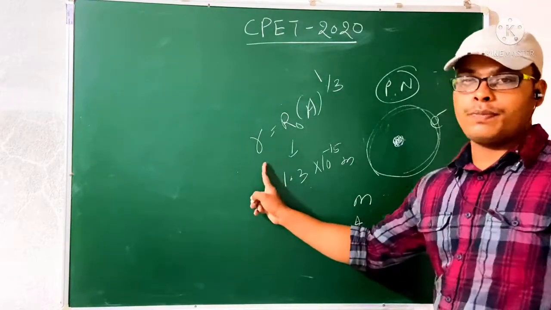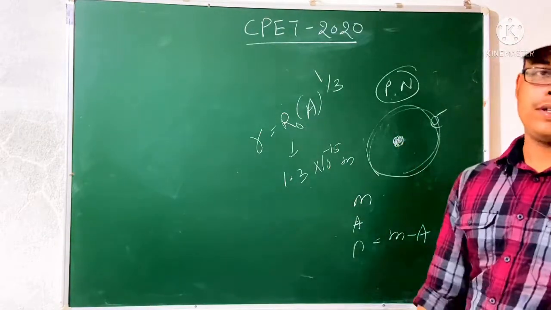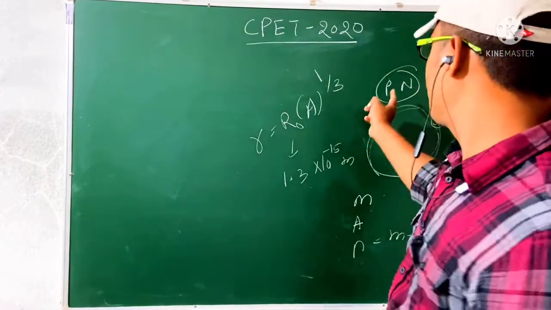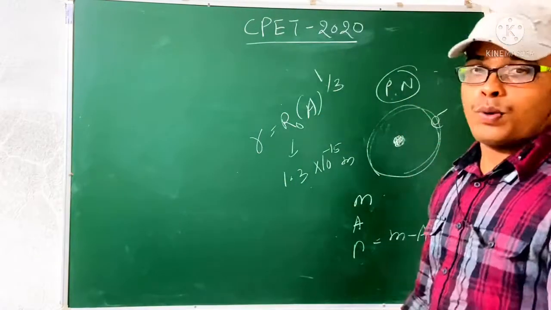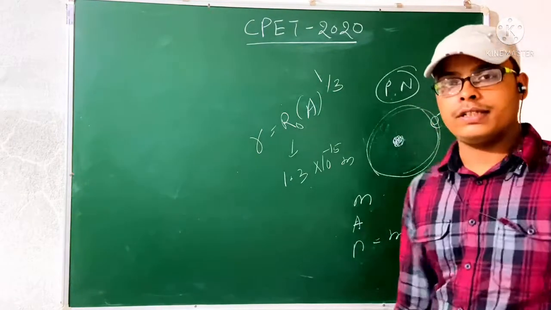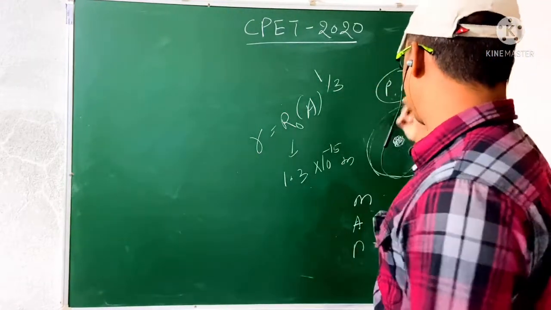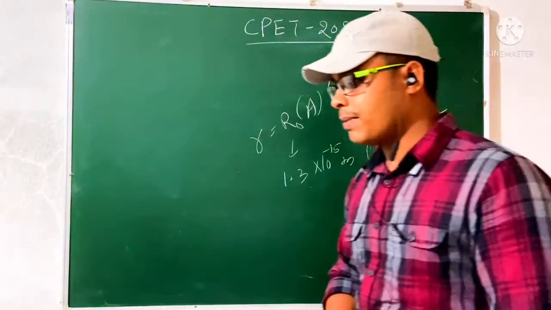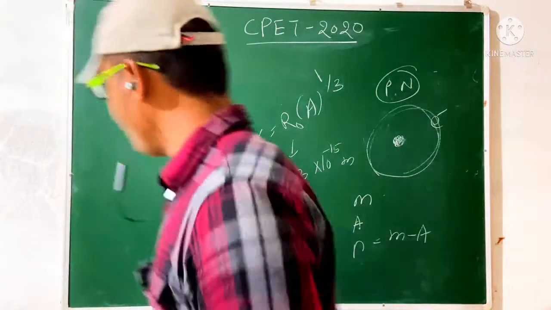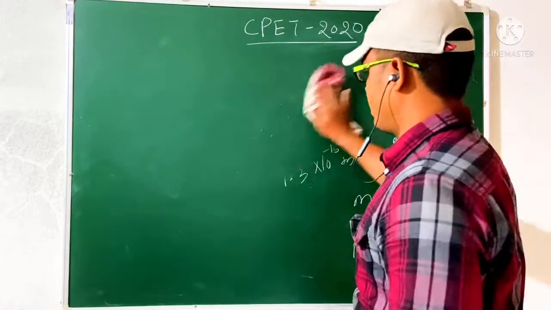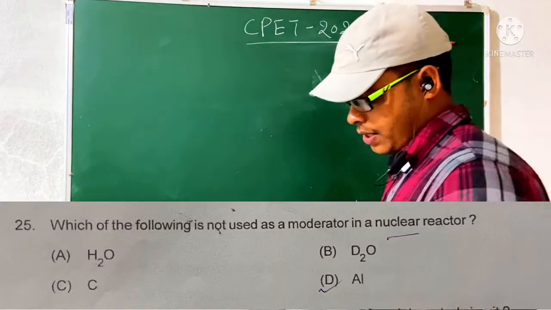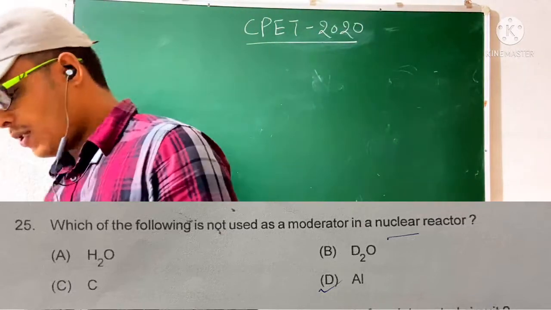So this is the radius formula for the nucleus. And what is the mass number? That will be proton mass plus neutron mass. The number of protons is the atomic number, and the number of neutrons is the mass number minus the atomic number. So these are all simple things about your nucleus and atom that I think you all know in your CSS level. These are the important things. Next is your 25th question, which is also a theoretical question.